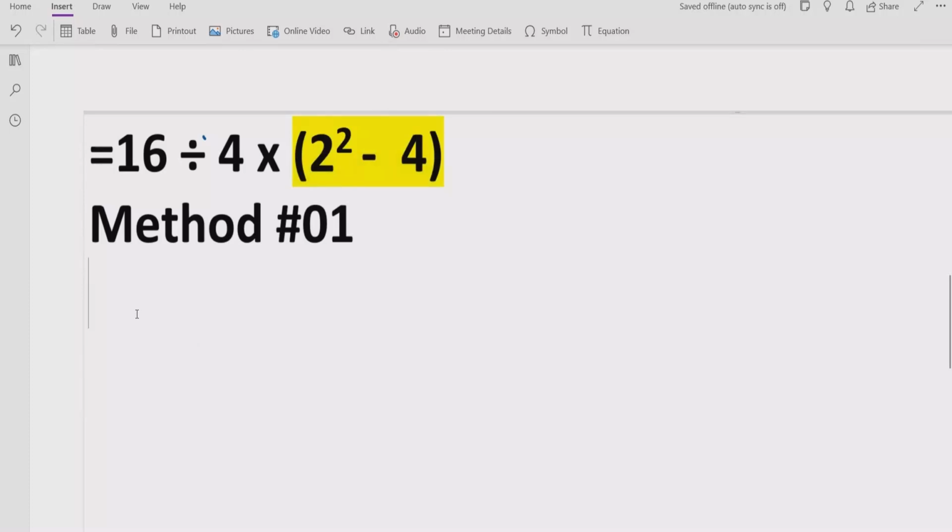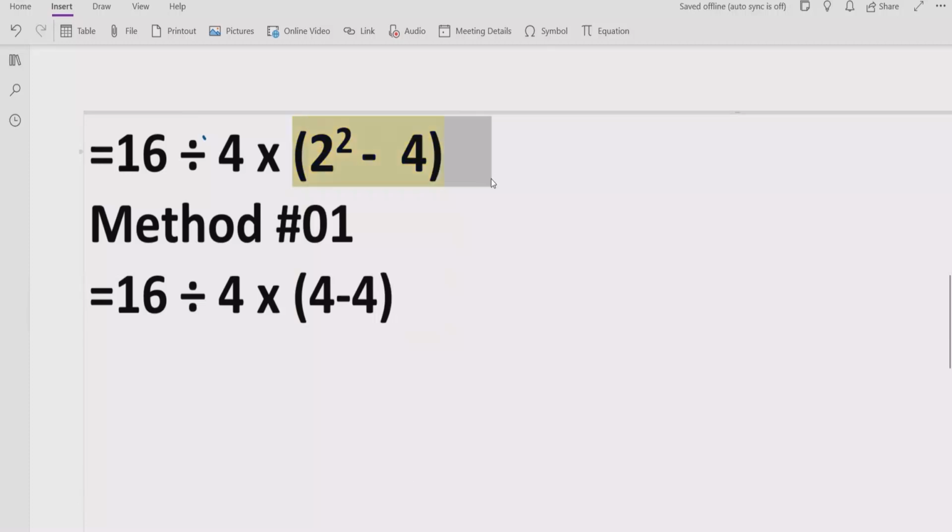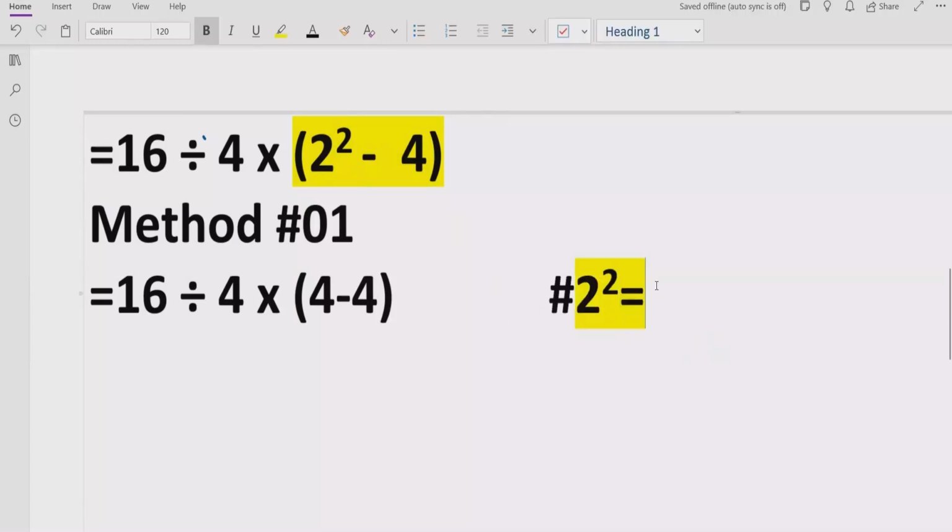So we can write it like 16 divided by 4 multiplied by 2 raised to power 2, in brackets, 4 minus 4. Here we will give the reference. We solve this power first: 2 raised to power 2 is equal to 4. Now move forward to solve other terms.